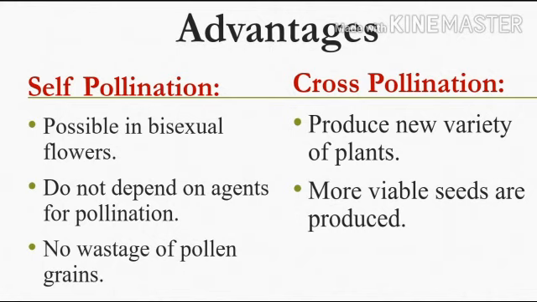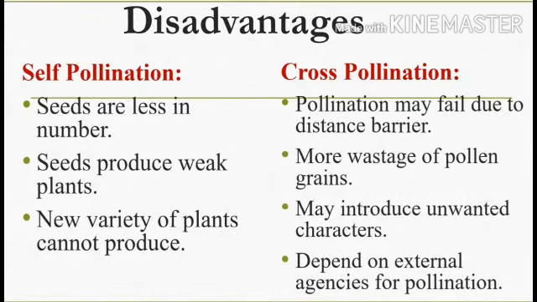Then the advantage of cross-pollination is that it will produce new varieties of plants. As the pollen grains are transferred from one plant to another plant in cross-pollination, it will produce new varieties of plants, and more viable seeds are also produced. Then the disadvantages: in self-pollination, seeds are less in number.